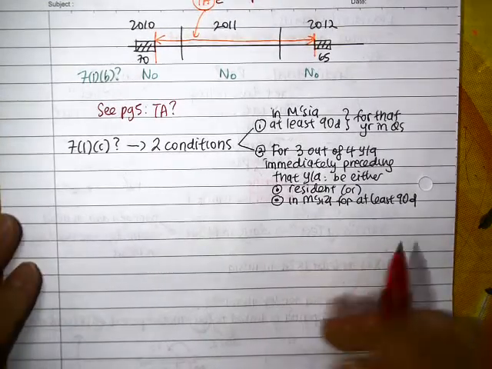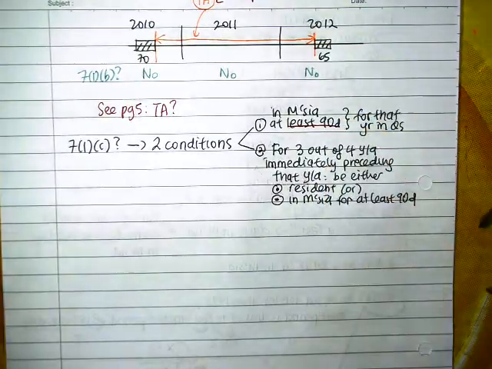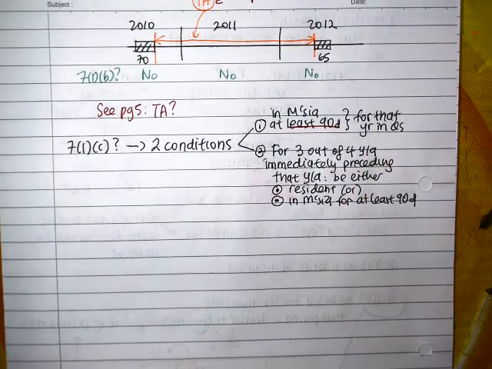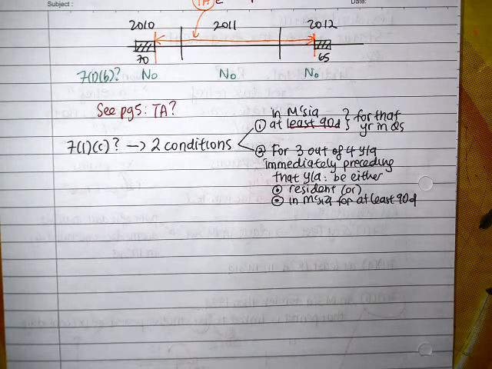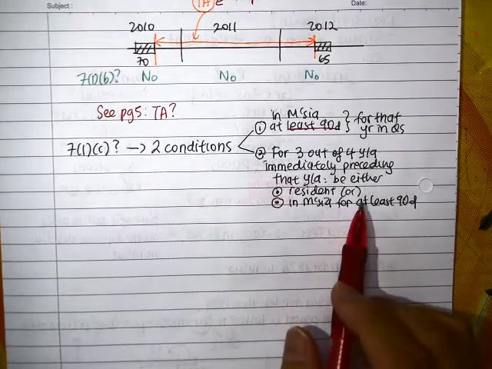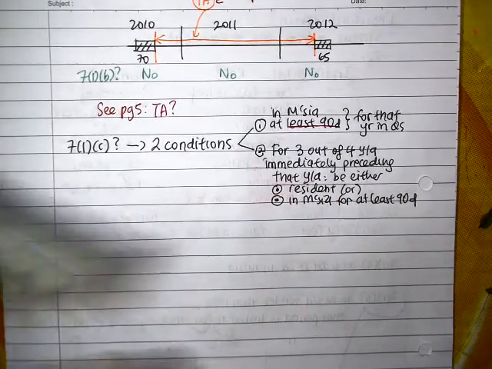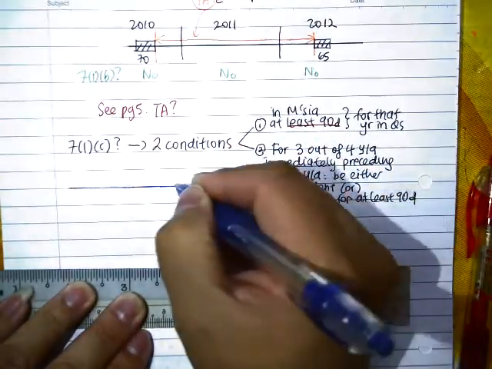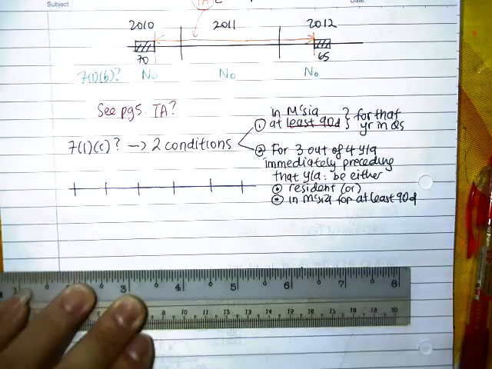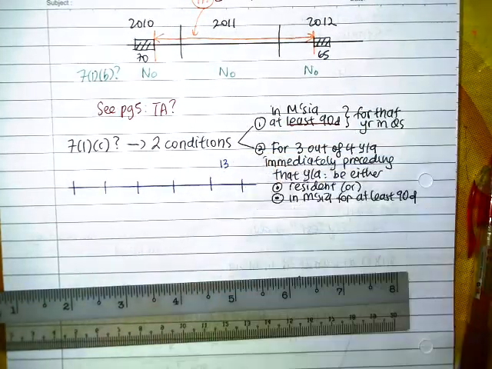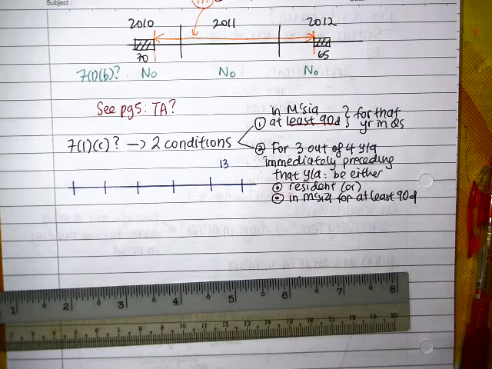So the first thing you check is you must have 90 days for that year. Then only you look for the 3 out of 4. 3 out of 4 means you look at the last 4 years. So in the last 4 years, any of the 3, you can either have resident or 90 days. Either one also can. Okay? So you just need any of the 3, then you become resident. So that's why when you want to look at 7.1c, you normally need to check the last 4 years. But before you check the last 4 years, please don't forget you must check that year in question. You must have 90 days.